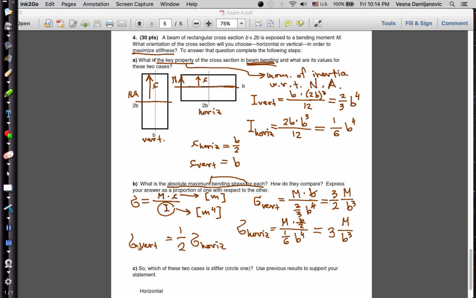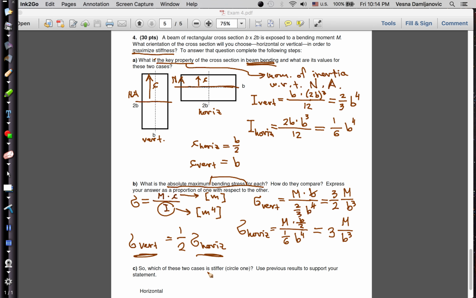So that's the sigmas. Now when we're calculating how small we can make this part, we're using some sort of maximum allowed stress, right? The absolute maximum bending stress. That doesn't mean we want to maximize the stress. We want that stress to be the smallest for any part that we have, because we don't want it to go over the allowed stress for that material. So that means I really want the vertical, because it's half the stress of the horizontal.